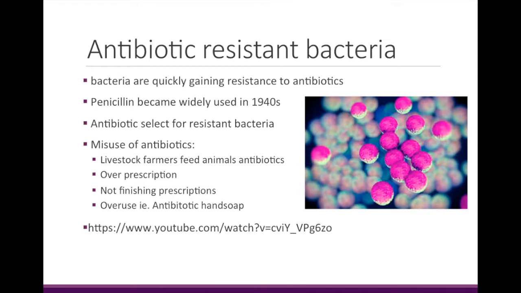Similar to what we saw with insects exposed to pesticides, today we are seeing bacteria becoming resistant to antibiotics. Antibiotics were not widely used until the discovery of penicillin, which was prominent in the 1940s. Before that, people could die from a scratch that became infected. Unfortunately, antibiotics select for bacteria that have developed resistance, and bacteria can share their resistance with other types of bacteria.